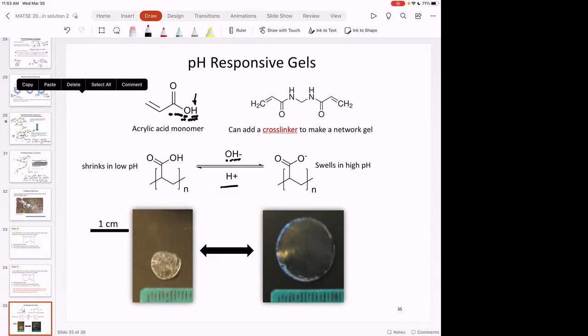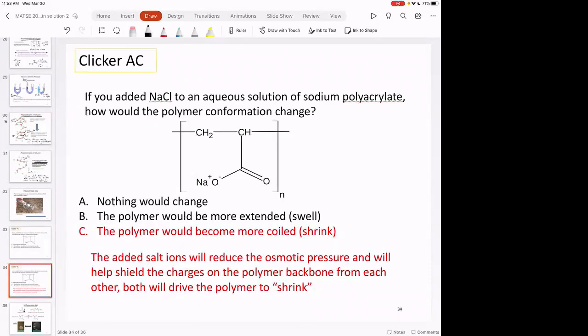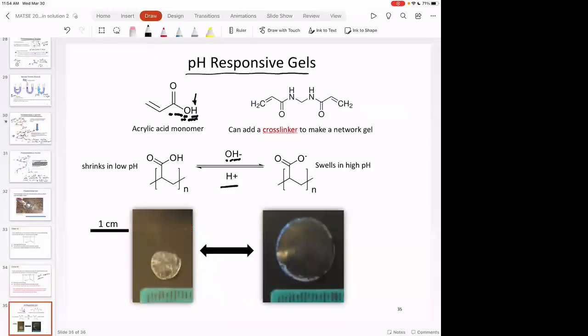We're not going to go that far, but we can talk about pH responsive gels in the exact same way that we talked about, let's say, a salt responsive polymer. And there's nothing fancy about pH responsive versus salt responsive. We just have to remember this idea of high pH is low proton concentration and low pH is high concentration of protons, and how that drives dissociation.